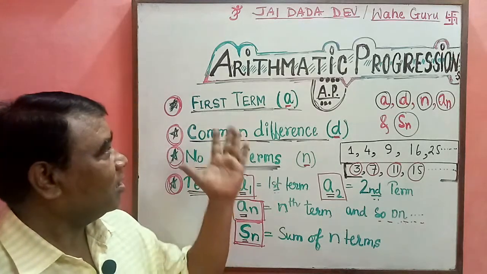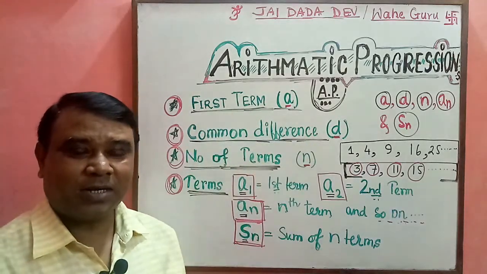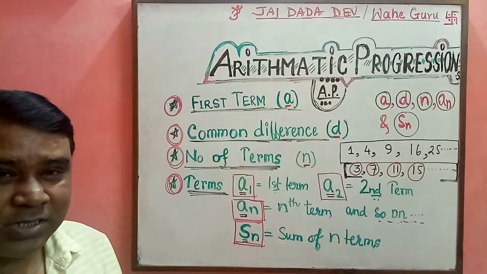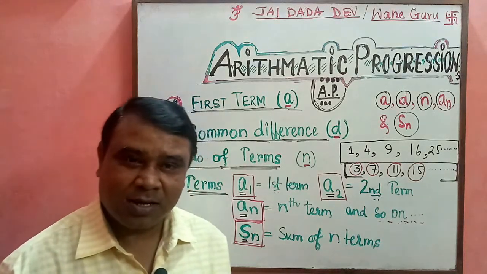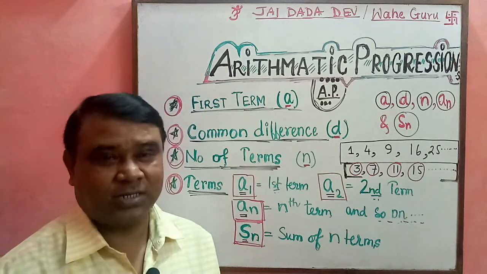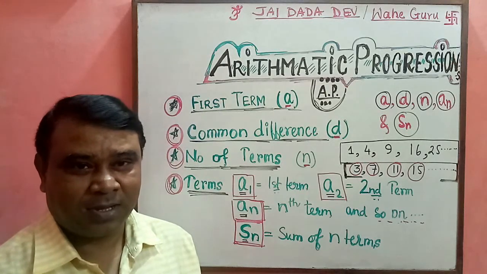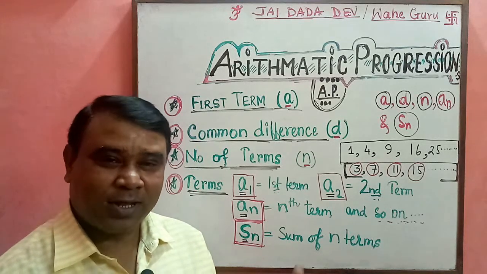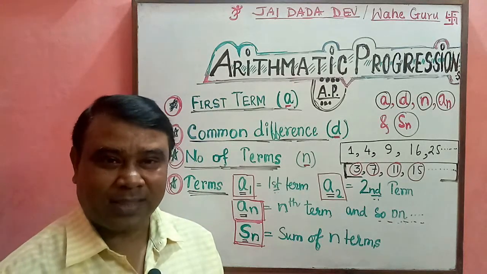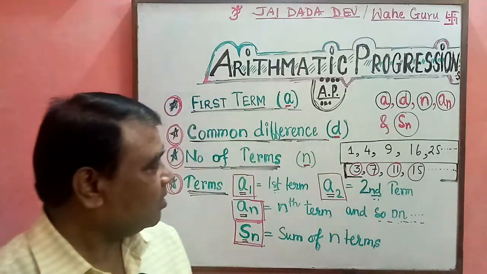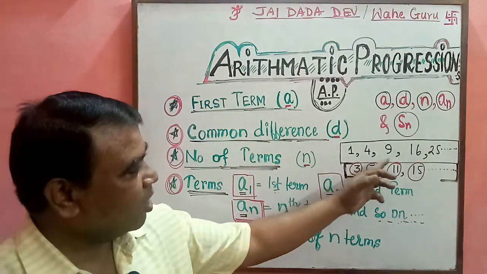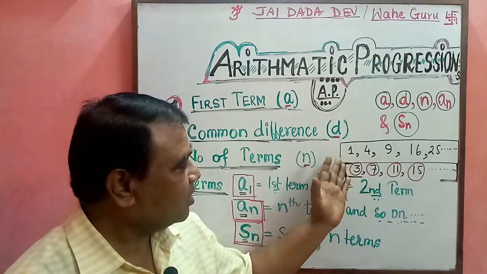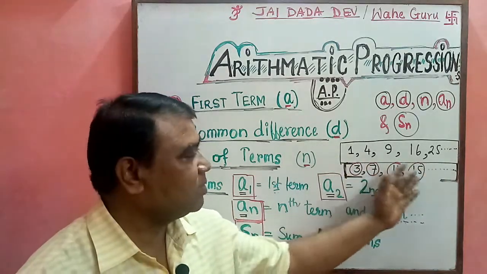Today, I have a class on arithmetic progression. It's a special sequence series. What is a sequence series? Arranging numbers following a particular method. Can you see 1, 4, 9, 16, 25? These are the squares of the consecutive numbers.